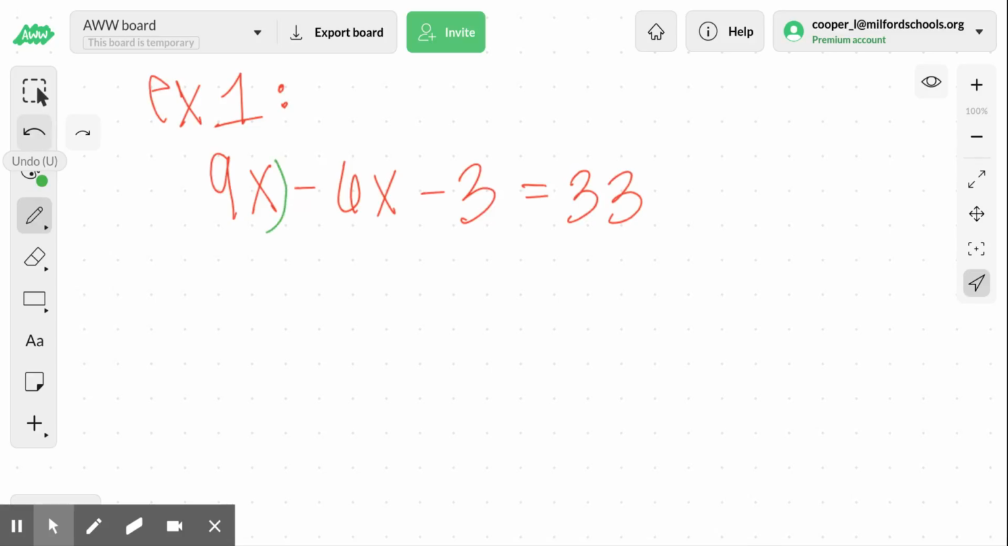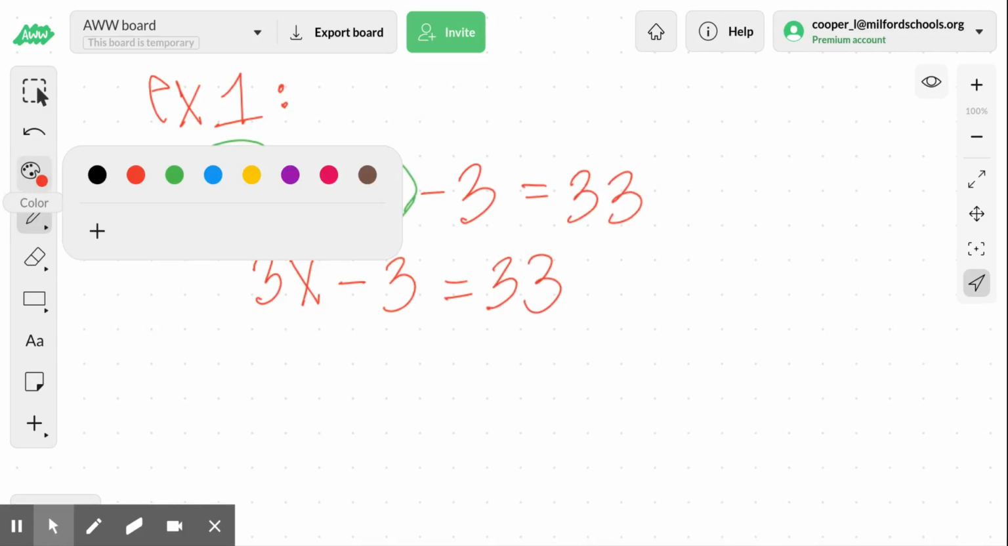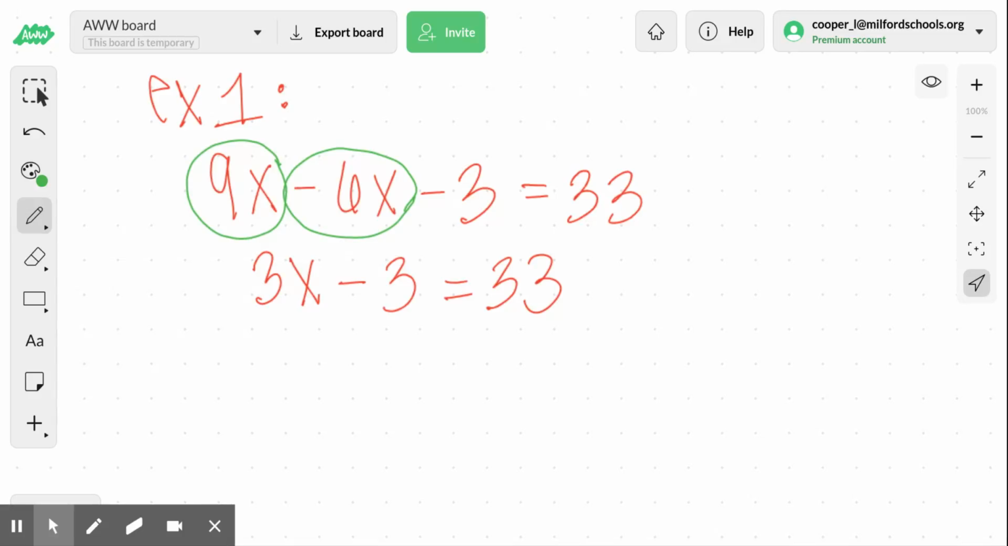So I have a 9x and I have a negative 6x. Please remember that a minus 6x is the same as a negative 6x. It just depends on the context that you're using it in. So I'm going to go ahead and combine those. 9x minus 6x will now give me 3x minus 3 equals 33. I then am going to just do my 2-step inverse operations, which we've done before. Add 3.